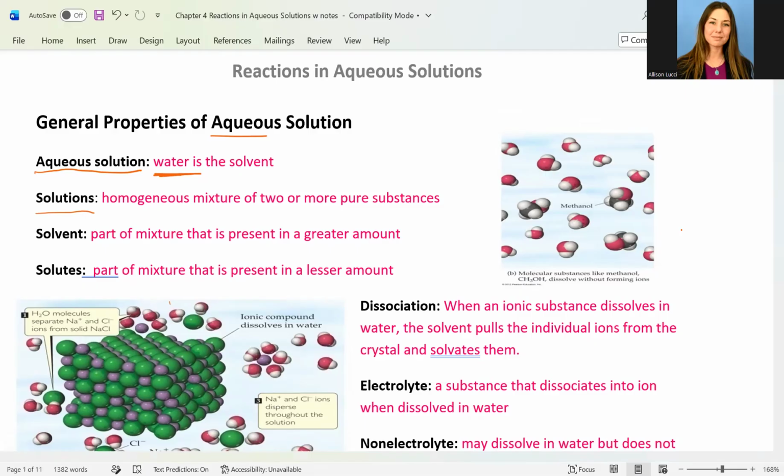And when we talk about solvent, that's going to be the part of the mixture that is present in a greater amount. So you can have 100 grams of water if we have an aqueous solution, and then if we could dissolve 99 grams of something else in water, so maybe another liquid, water would still be the solvent because it's present in a greater amount. The solute is simply whatever is present in a lesser amount. So generally that will be a solid or another liquid that's dissolved in our aqueous solution.